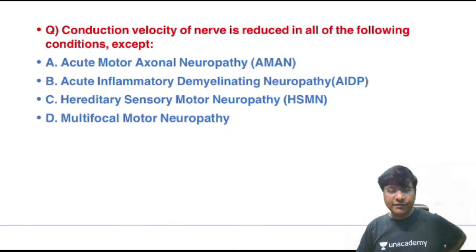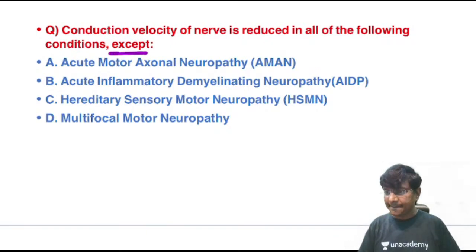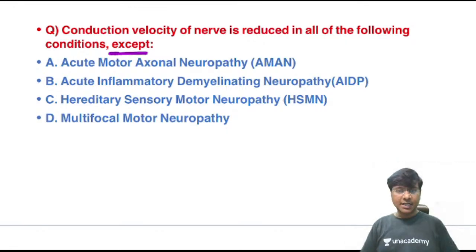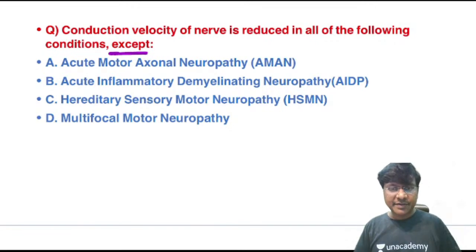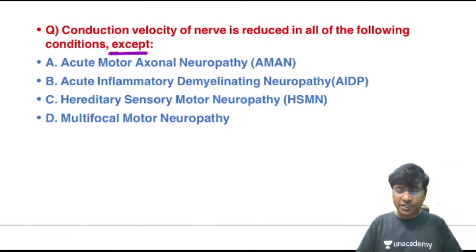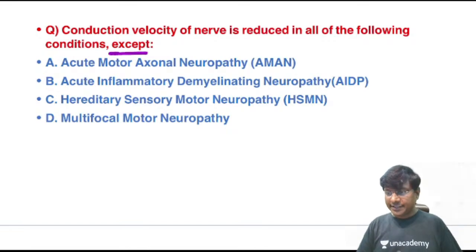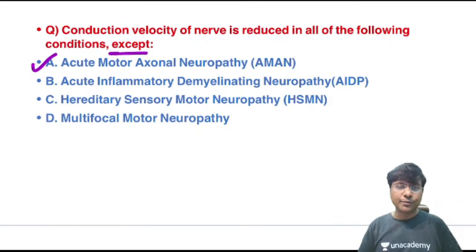Conduction velocity of nerve is reduced in all of the following conditions except: acute motor axonal neuropathy, acute inflammatory demyelinating polyneuropathy, hereditary sensory motor neuropathy, multifocal motor neuropathy. Right. So the answer is A, that is acute motor axonal neuropathy. In case of these axonal neuropathies, the conduction velocity of the nerve is not reduced.